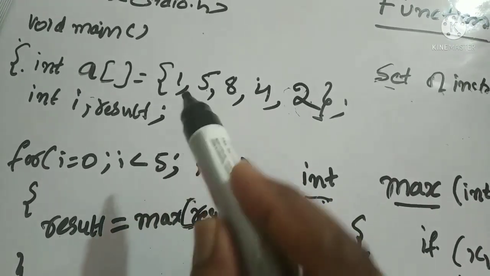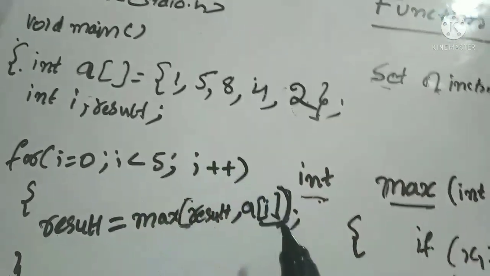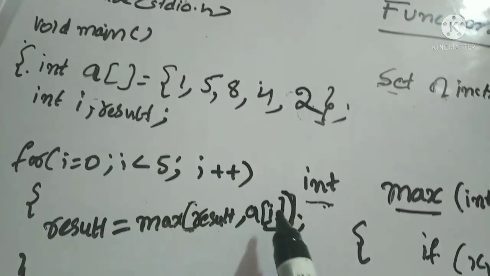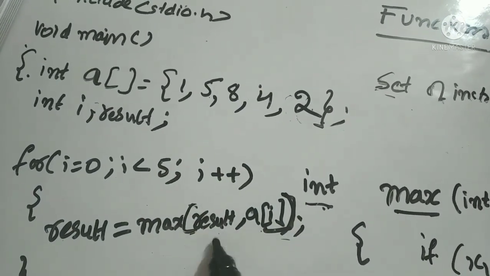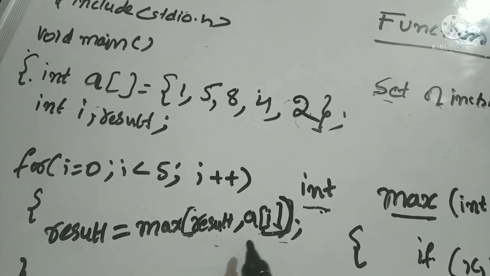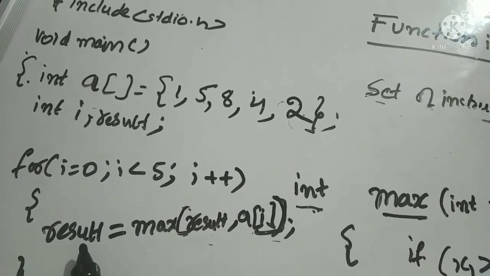So the value of i is 1. a of 1 is 5, so here we will get 1 comma 5. Which is maximum among 1 comma 5? 5. So 5 will go to the result.